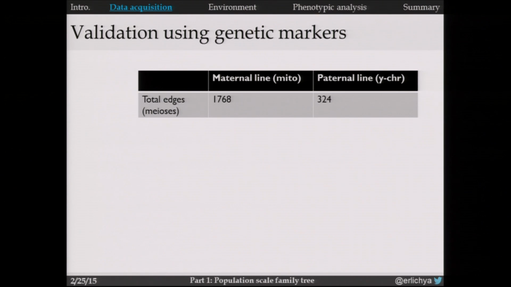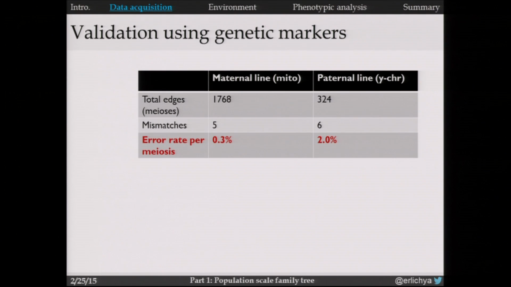And this spans hundreds and thousands of meiosis events that we could compare. When we look at the mitochondria and look for mismatches between individuals, we found that the likely error rate per meiosis is on the order of 0.3%. It's great. For the Y chromosome, the non-paternity rate was 2%.